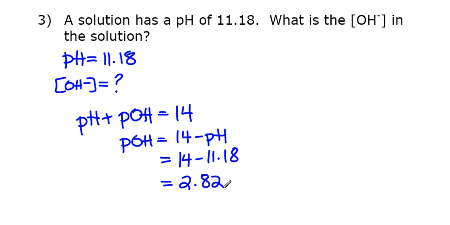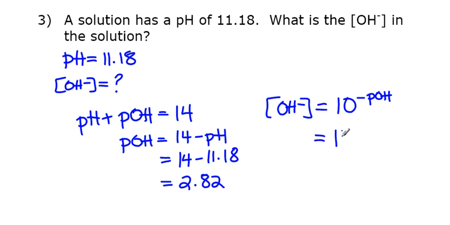This is pOH. So now that I have pOH, how can I change pOH into hydroxide ion concentration? Well, we've got a formula for that: 10 to the power of negative pOH. So that one I can definitely do. I take my power of 10, negative 2.82.